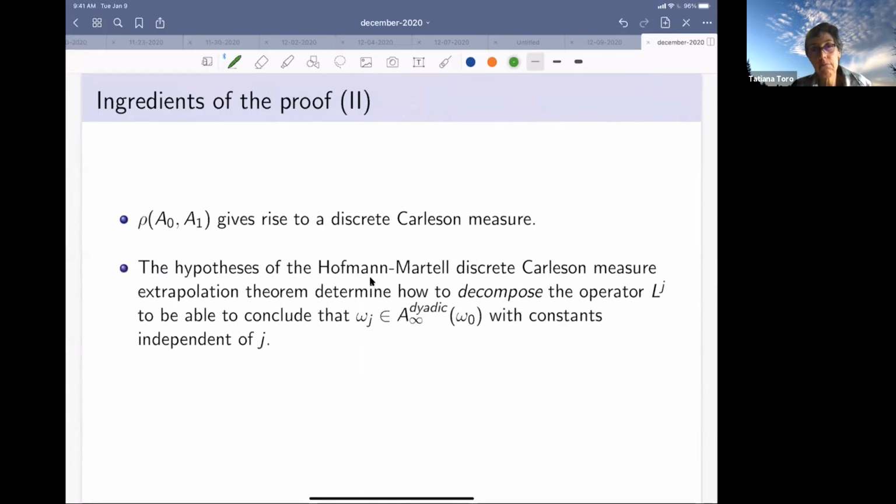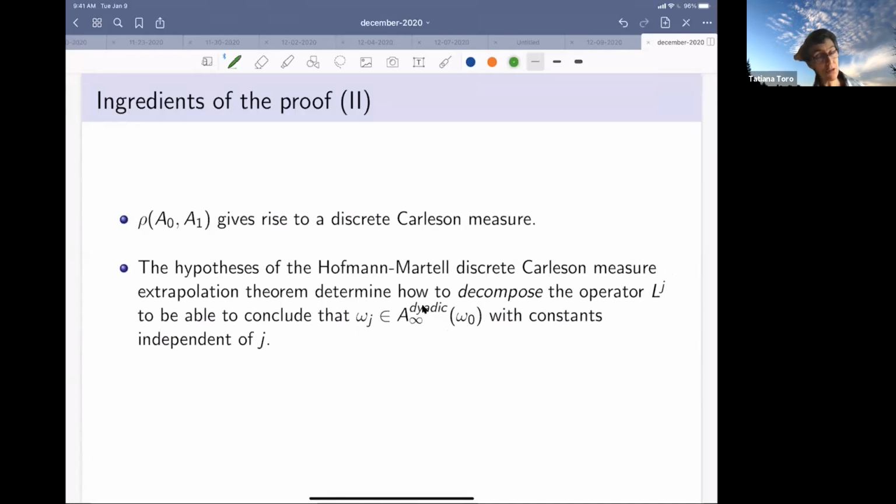It was kind of a big cannon that you bring in and show that the Carlson measure that you can build using these satisfies the hypothesis of the Hofmann and Martell big cannon. And this allows us to decompose the operator L_j into kind of a good piece and a bad piece that one can control, and allows us to show that the omega j's are A infinity with respect just to dyadic cubes.